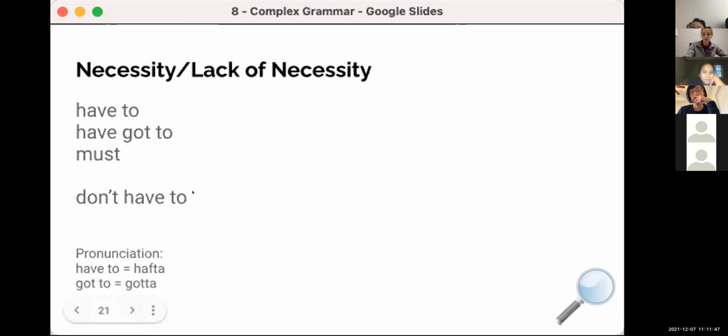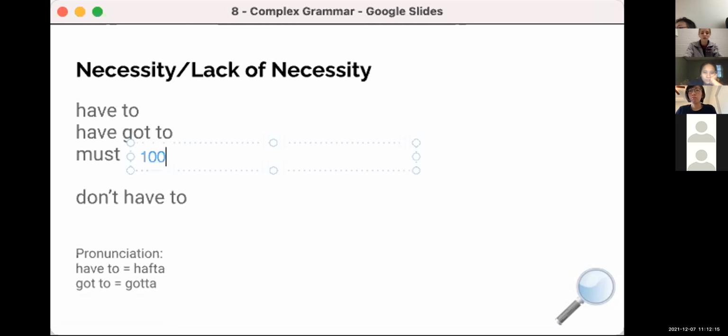For a negative situation, a lack of necessity, we can only use don't have to. Have to and have got to are in the positive necessity. Don't have to is lack of necessity.